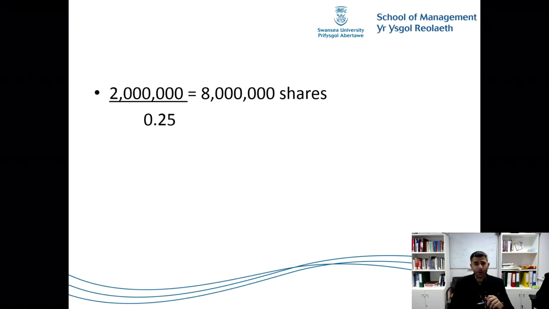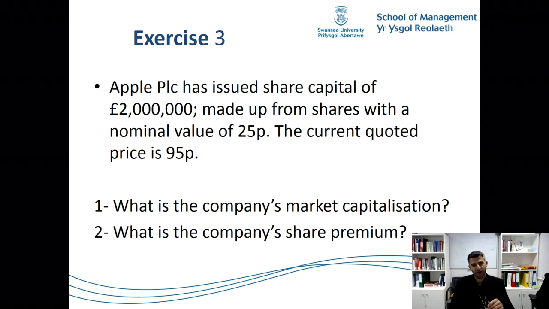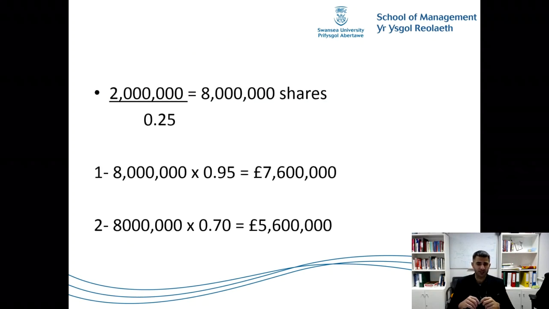Now, if you multiply the 8 million shares by 95 pence, which is the market value, the market capitalization is £7,600,000. In terms of share premium, it is the difference between the market value of 95 pence and the nominal value of 25 pence, which is 70 pence, times 8 million, equal to £5,600,000. This is the share premium.